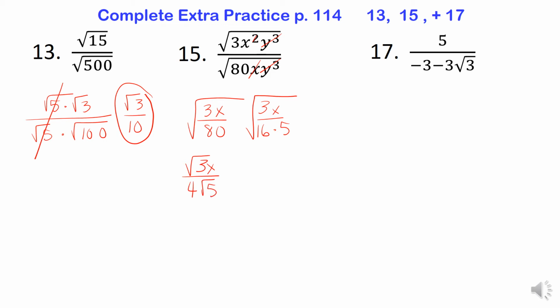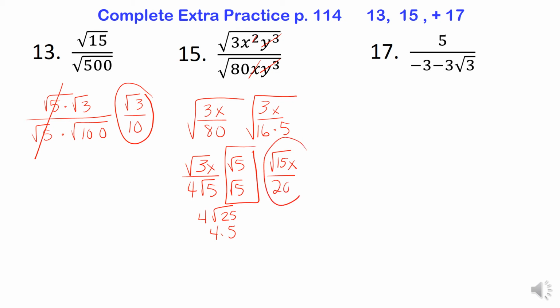Now that we're here, when you're using the conjugate here, you only multiply by the radical portion. So my giant 1 would be the square root of 5 over square root of 5. Otherwise, you just have to simplify later on. So this becomes the square root of 15x over 4 times the square root of 25, which is 4 times 5, which is 20. And that is your final answer.